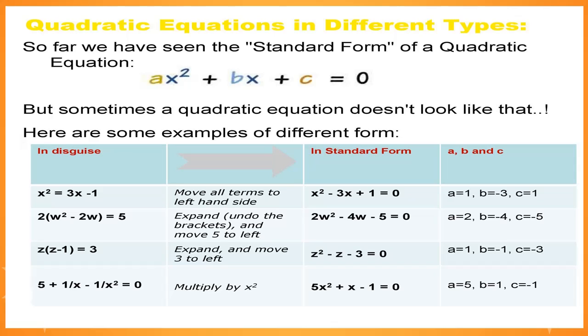Now look at the another example. Twice of w square minus 2w is equals to 5. Multiply 2 and transpose 5 from RHS to LHS. It becomes 2w square minus 4w minus 5 equals to 0. Again, standard form of quadratic equation with a equals to 2, b equals to minus 4 and c is equals to minus 5. Followed by the same examples.